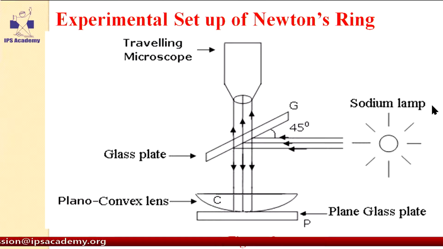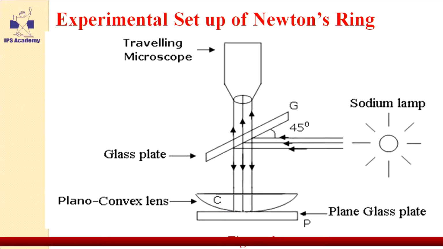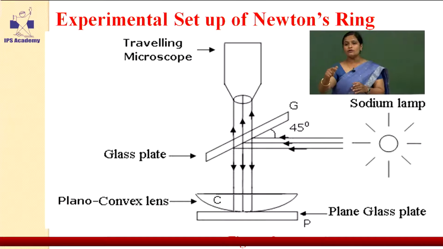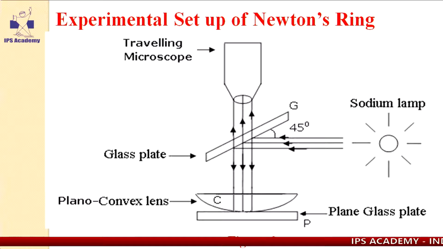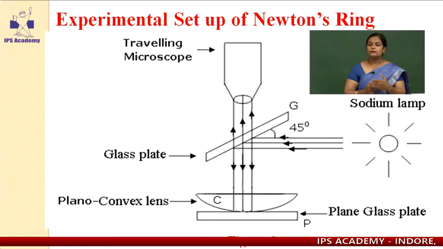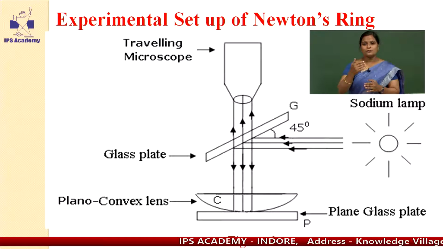So this is the experimental setup of Newton's ring experiment. In figure number 2, initially you are observing the plain glass plate which is denoted by the point P, and afterward there is a plano-convex lens C, and one glass plate is also there which is inclined at an angle of 45 degree. Here at the right side there is a sodium lamp, and we are observing from the travelling microscope at upside.